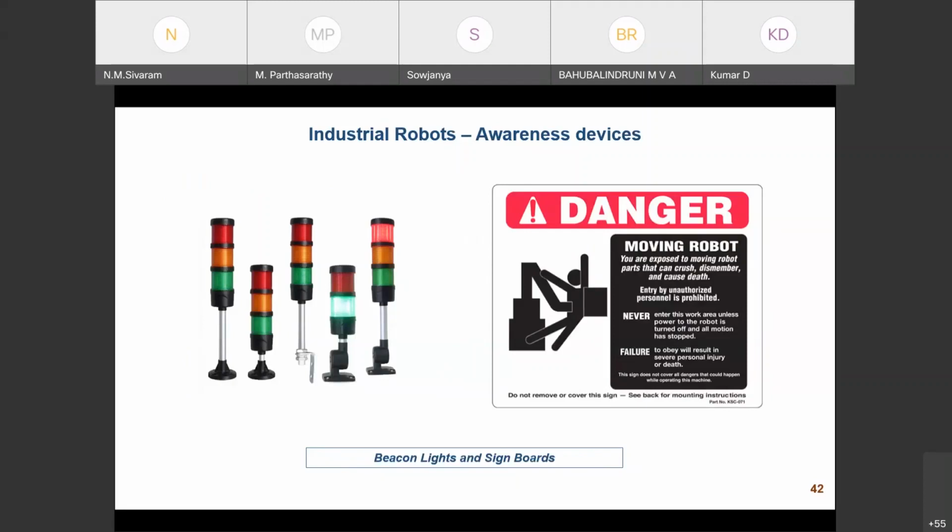Or when some maintenance is going on, only the authorized person who is competent enough to carry out the maintenance can go inside. Or when there is a green light, absolutely the environment is free, you can go inside without any hazard. So such types of beacon lights are given, and obviously in any industry you will have this sort of signboards. Signboards are an administrative control. It gives you information, but it's still not effective. You should follow that. It gives you first-hand information about this danger that is existing with the robot. So these are some of the administrative control devices.